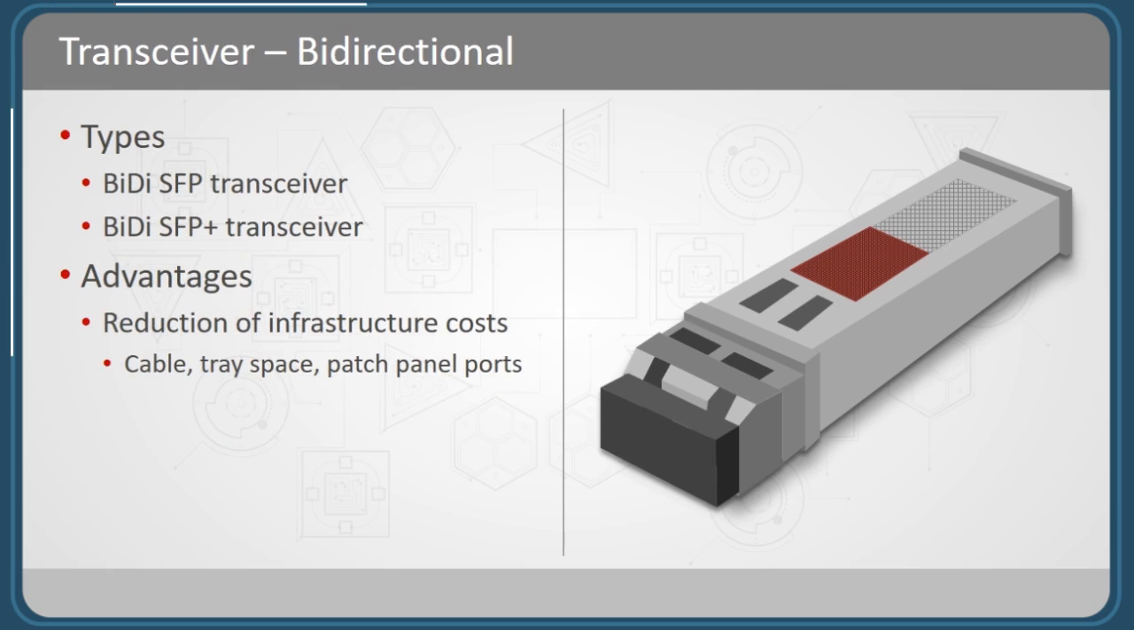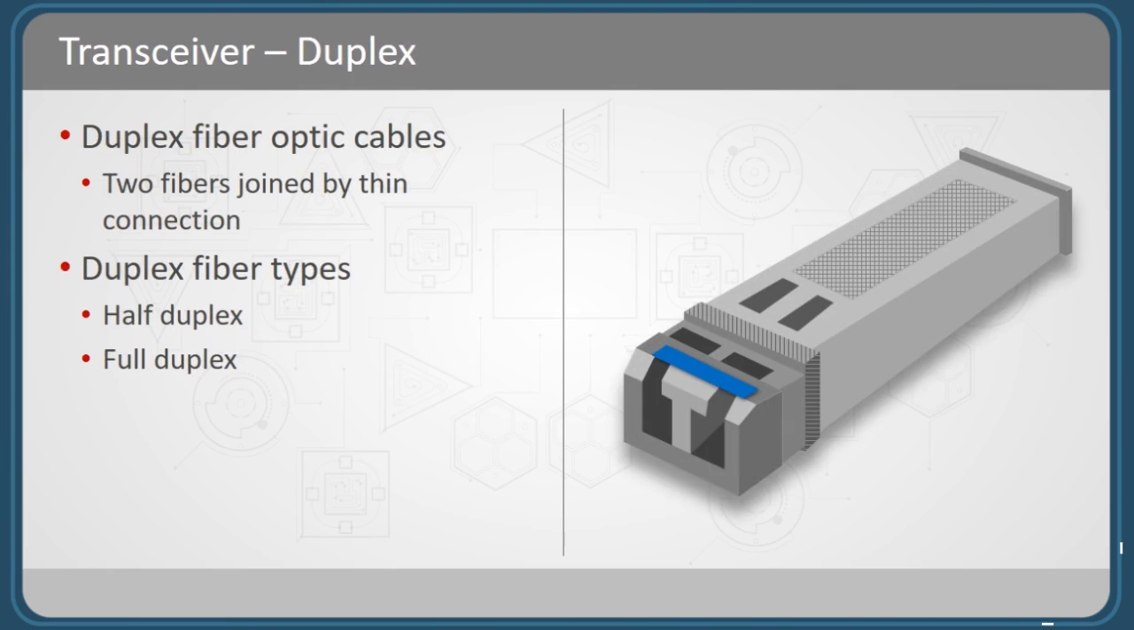Now, there were two types of bidirectional transceivers, the original SFP and then the SFP Plus, which again just handled different rates of transmission. But in terms of advantages, you could reduce your infrastructure costs because it required less cable, less tray space, and fewer patch panel ports. And finally, the duplex transceiver would allow you to interconnect devices that were using different duplex configurations. Recall that a duplex cable, as I just mentioned, had two fibers.